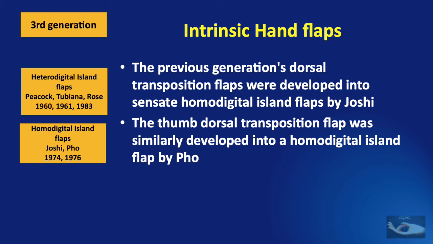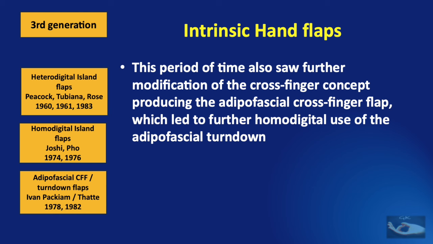The previous generation's dorsal transposition flaps were developed into sensate homodigital island flaps by Joshi, and the thumb dorsal transposition flap was similarly developed into a homodigital island flap by Foucher. This period of time also saw further modification of the cross-finger flap concept, producing the adipofascial cross-finger flap, which led to further homodigital use of the adipofascial turn-down flap.